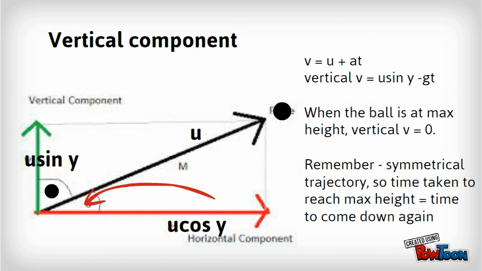Now if you've got a ball that is travelling along a trajectory, remember that when the ball reaches the top of that trajectory, then its vertical velocity will equal 0. And remember that in a symmetrical trajectory, the time taken to reach the maximum height will be exactly the same as the time taken for the object to come down again.